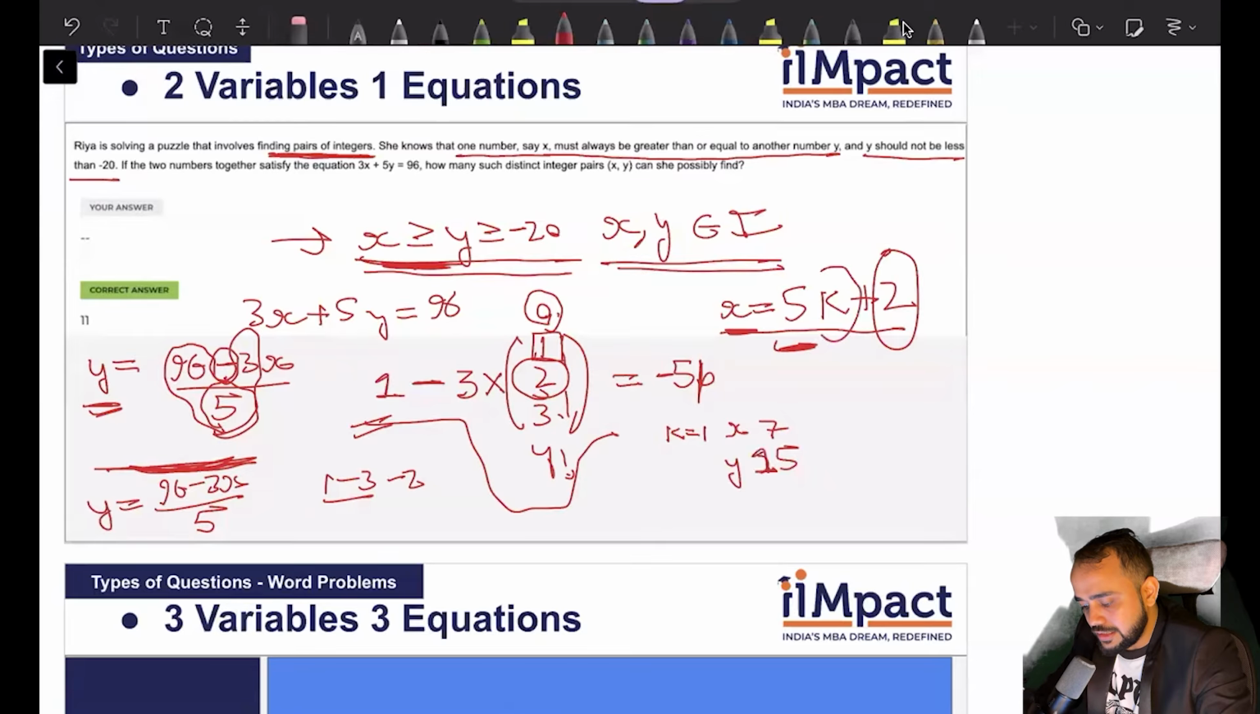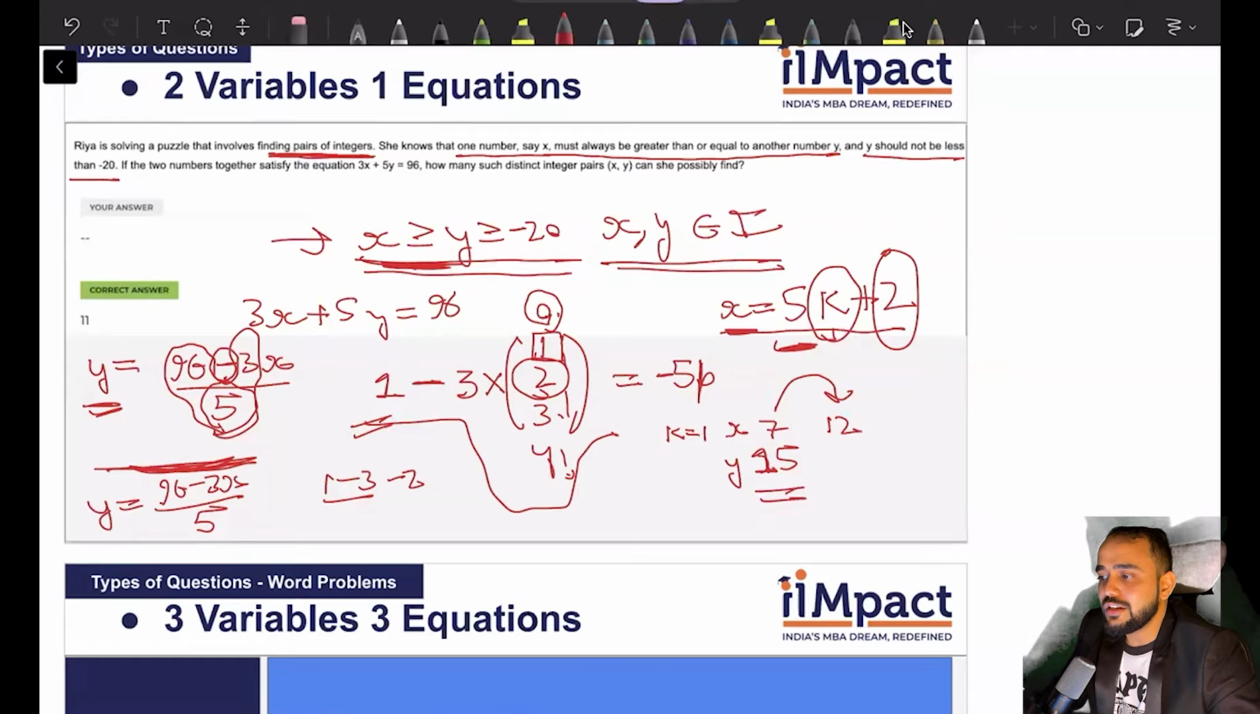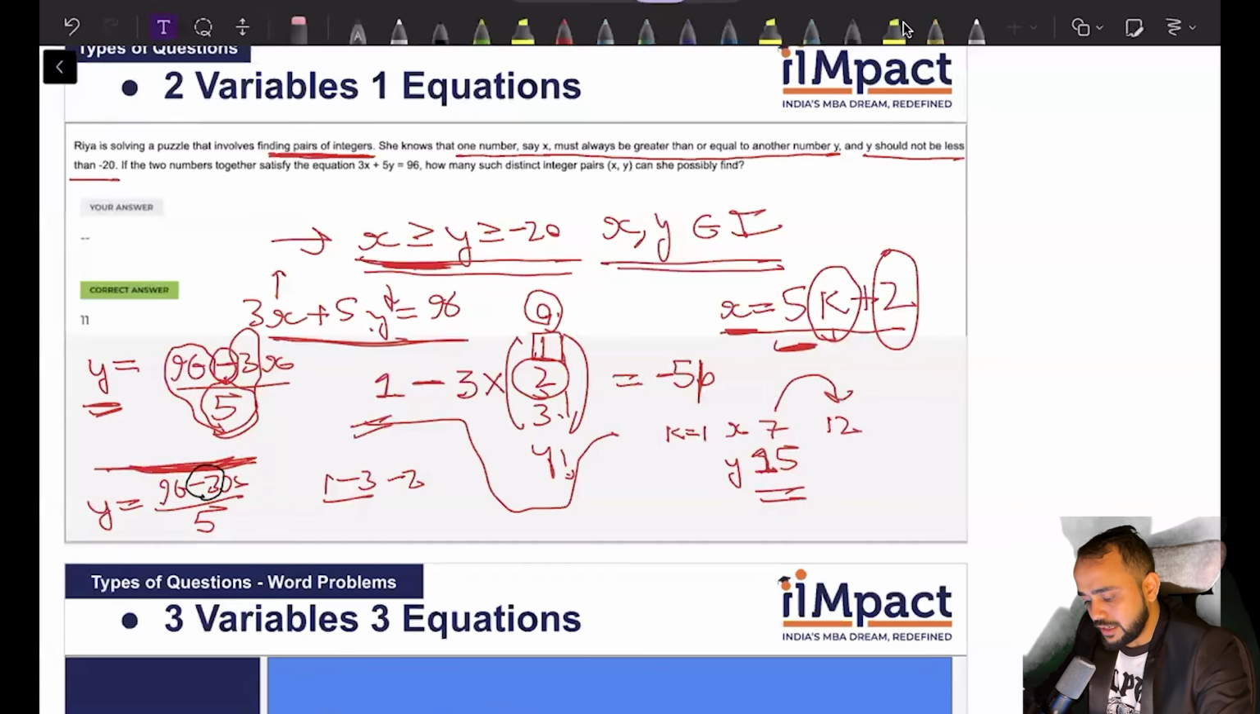Now, because x is a multiple of k plus 2, which means x will increase with what? x will increase with a common difference of 5. So next value of x will be 12. Will y decrease or increase? If x is increasing, will y increase or decrease? You can check it here, right? If 3x increases, then 5y will have to decrease. And what will be the difference with which it will decrease? It will decrease with minus 3, the term that we had put here. So 15 will become 12.